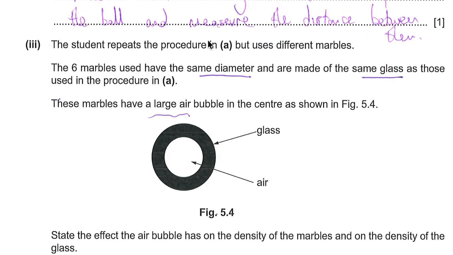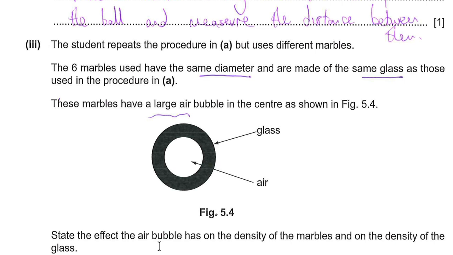Okay, the student repeats the procedure using different marbles. The marbles have the same diameter and the same glass, but they have an air bubble inside them. So it asks you what the effect of the air bubble is on the density of the marbles and the density of the glass. So again, if you've not had a chance to do this one, try the question first, and then we'll look at what the answer is.